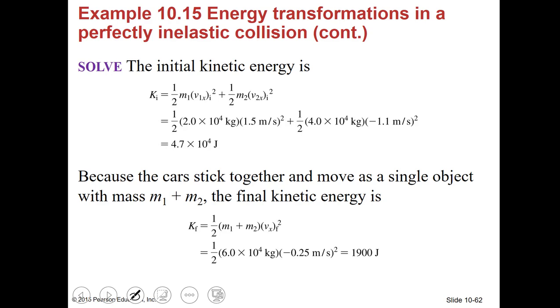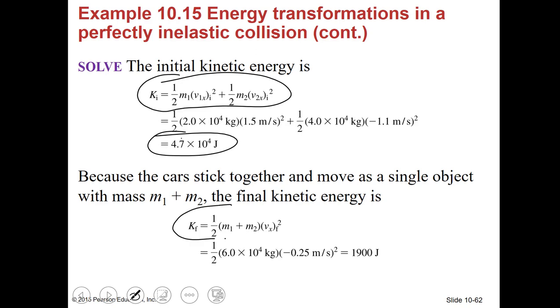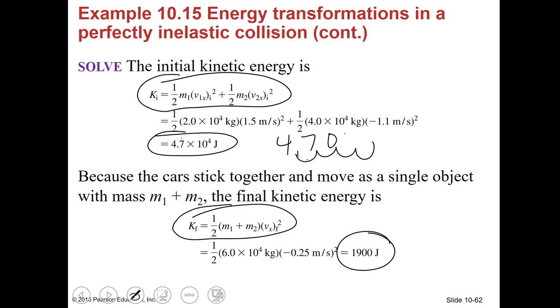So initially, here's the kinetic energy made up of both of them: 1/2 m1 v1 squared plus 1/2 m2 v2 initial squared. So we started with this amount of energy. Once they stuck together, we could figure out how much kinetic energy the group had, and that's what we have here, 1900. So 4.7 times 10 to the fourth, 47,000 joules. Now we're down to 1900 joules.